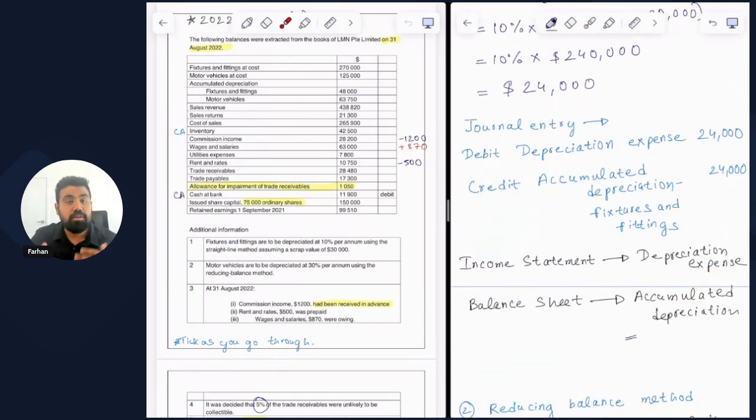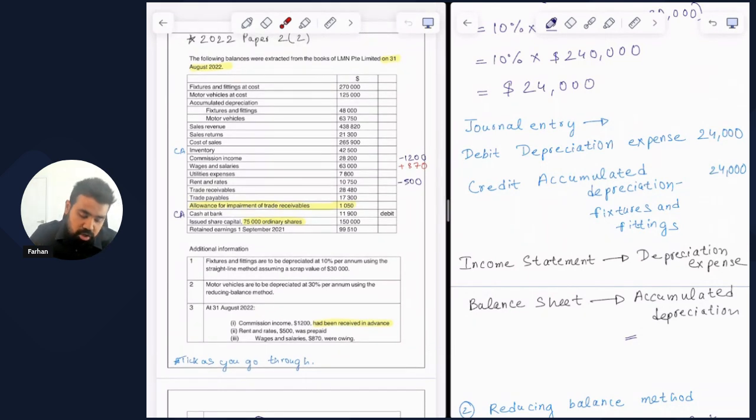Now, the accumulated depreciation simply means the total depreciation we have so far. So the balance sheet will be prepared at the end of 31 August 2022, which is the end of the financial year. So when you want to find the accumulated depreciation, you take the previous depreciation that you have from the list of balances given, and that is $48,000, and then add with the $24,000 in depreciation for the current financial year. So altogether in the balance sheet, you will show the accumulated depreciation of $72,000 for fixtures and fittings.